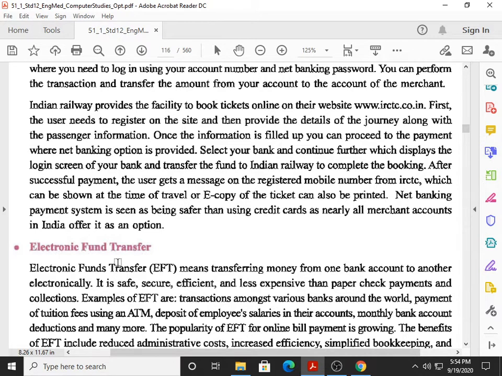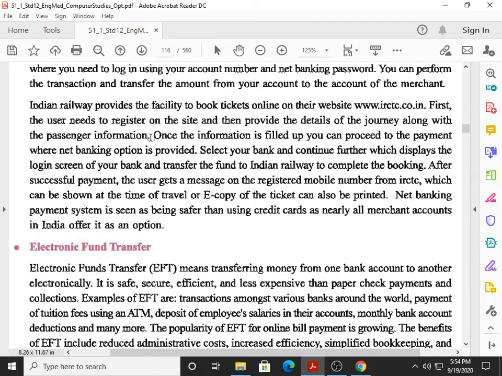Okay, see the paragraph. Indian Railway provides the facility to book tickets online on their website www.irctc.co.in. First, the user needs to register on the site. Register on the site means the way how you create your Instagram or Facebook ID. Same way we have to create our Indian Railway ID on the site and then provide the details of the journey along with passenger information.